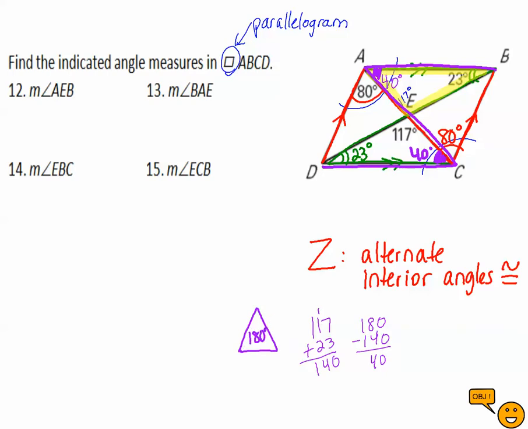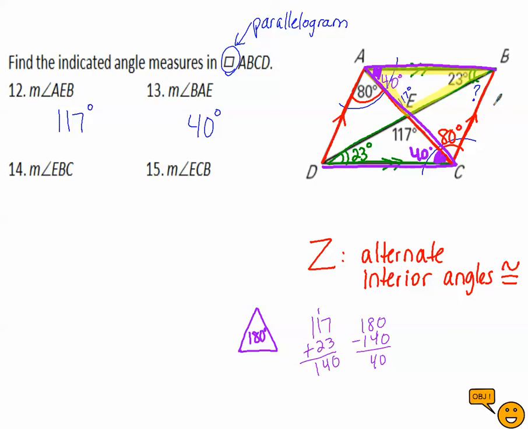Okay, so let's ask ourselves what is being asked for. Number 12, the measure of angle AEB. Well, I wrote it in my picture, 117 degrees. Done. Angle BAE. Here's B, over to A, down to E. We found that to be 40 degrees already in our picture. Angle EBC. E, up to B, down to C. Uh-oh, I didn't find that one yet.